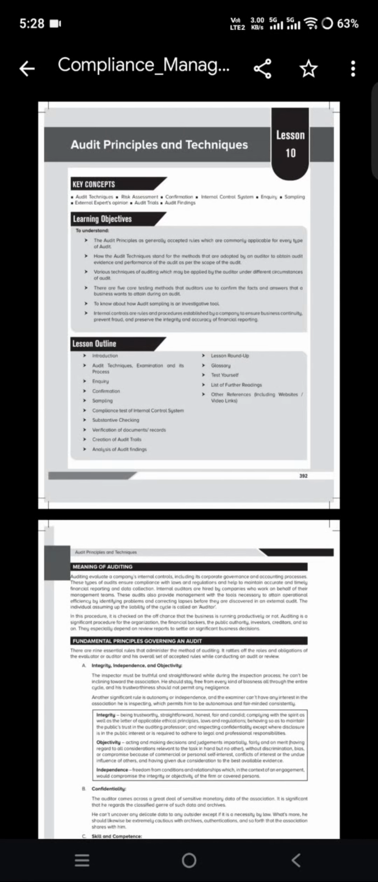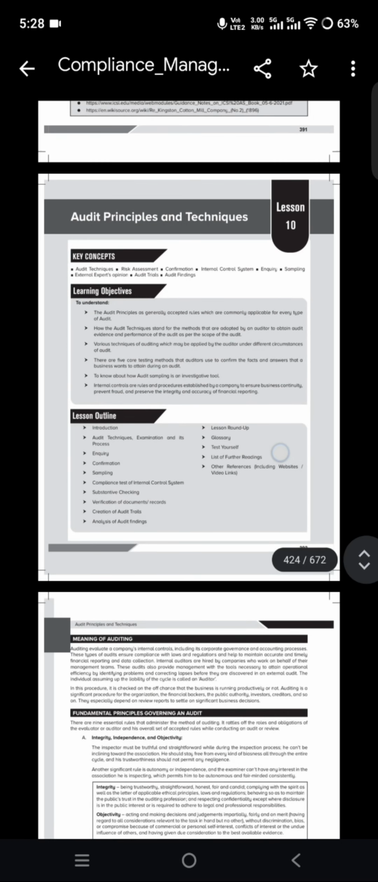Chapter 10 CMADD. First question is Fundamental Principles Governing an Audit. Question may come as 9 essential rules. If they ask 9 essential rules and fundamental rules, the answer remains same. It refers to the roles and obligations of the evaluator or auditor and his overall set of accepted rules while conducting an audit or review.